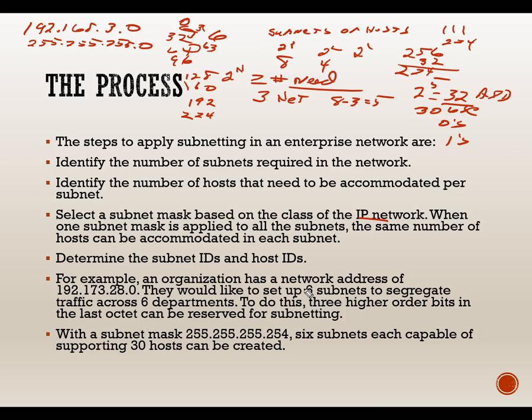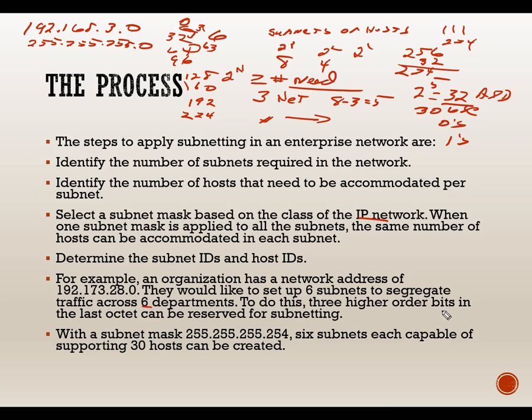Here's an example. An organization has a network address of 192.173.28. They would like to set up 6 subnets to segregate traffic across 6 departments. To do this, the 3 higher order octet bits, the higher order ones being the ones on the left. What we're really doing is moving the subnet mask to the right. The high order bits, instead of making them hosts, which they were, we're going to convert them to network bits.